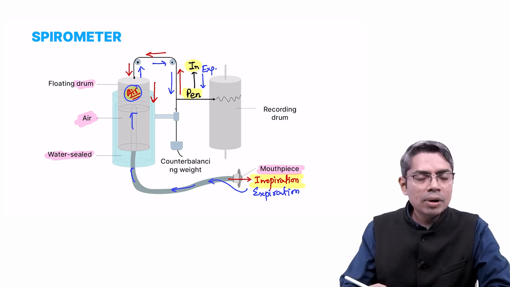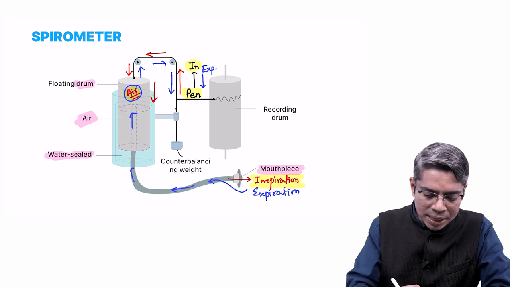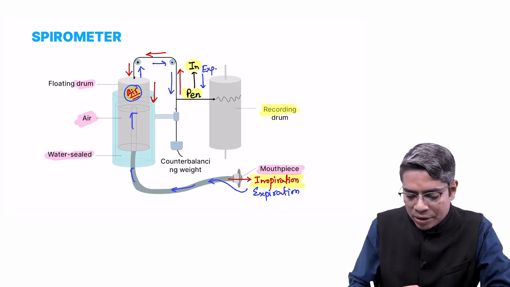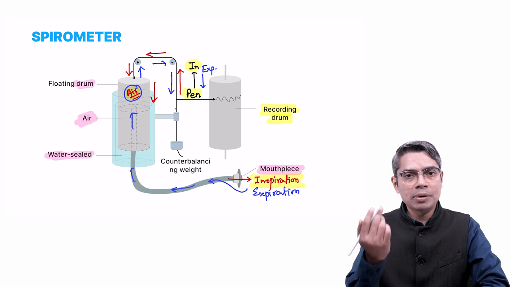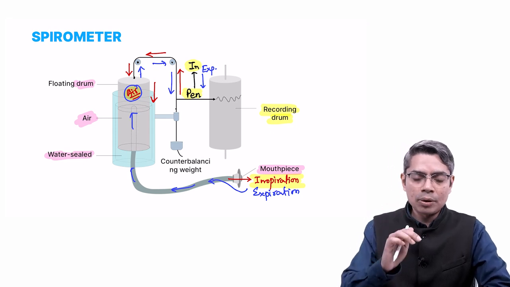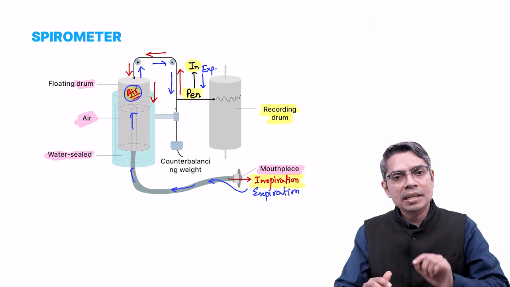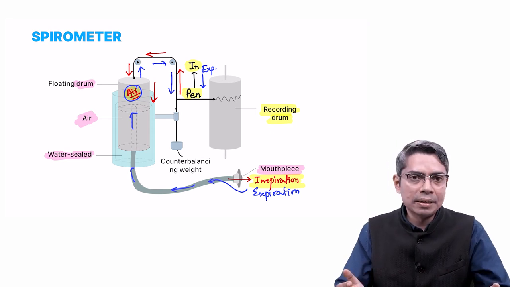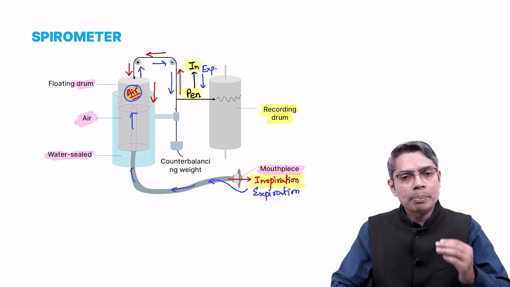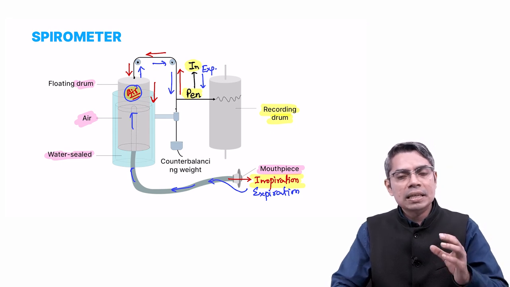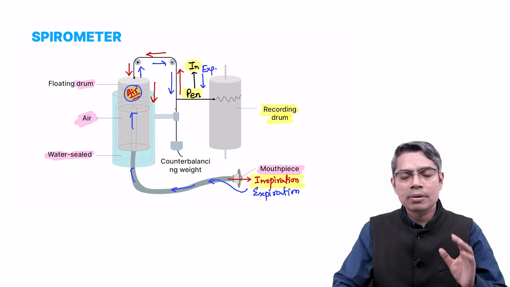This upward and downward movement of the pen will be recorded by a recording drum. This recording drum will move slowly at a particular speed, and onto the surface of the drum the pen is going to write the movement of the pen. This way, the pen is recording the inspiratory and expiratory effort of the subject.